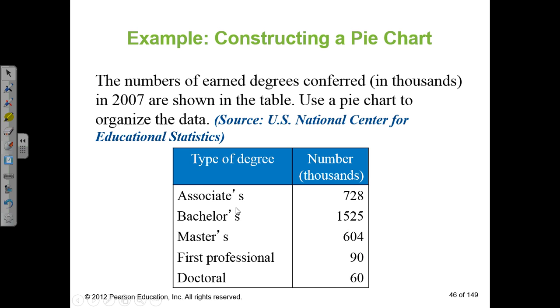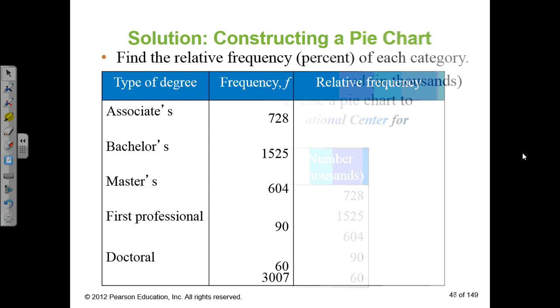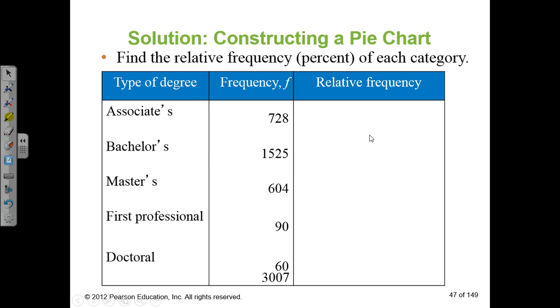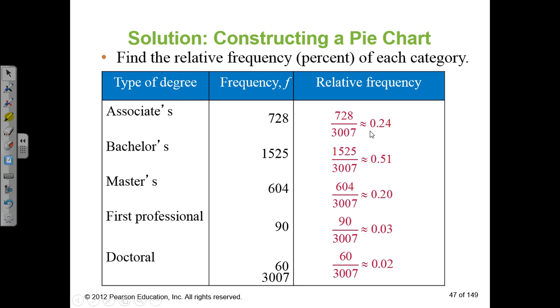So let's suppose we look at this example, and we have types of degrees: associate's degrees, bachelor's degrees, master's degrees, first professional degrees, and doctoral degrees. And these are the number in thousands of the degrees that were conferred. We want to put this into a pie chart. Now, I'm going to talk about how you do the pie chart. First, we need to find the relative frequency. So 24% of the degrees conferred were associate's degrees, where 3% were first professional degrees, and 2% were doctoral degrees.